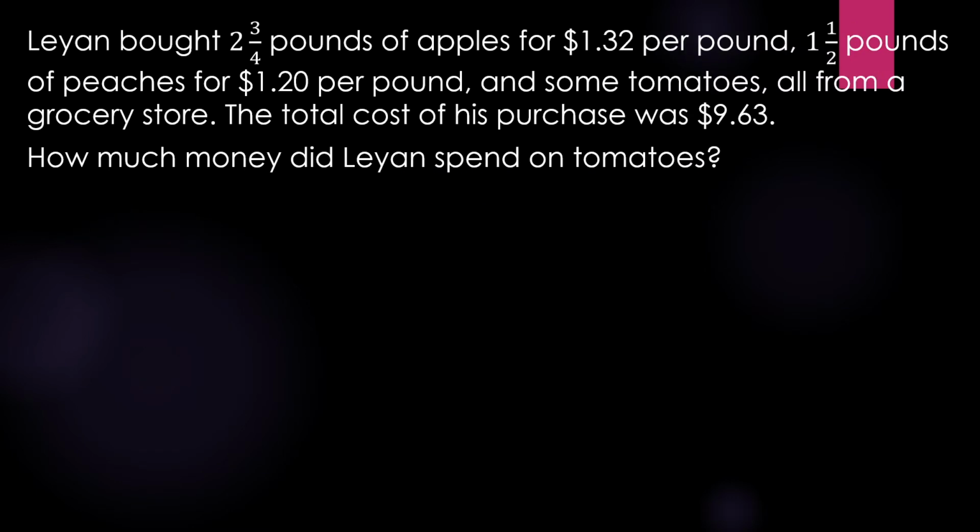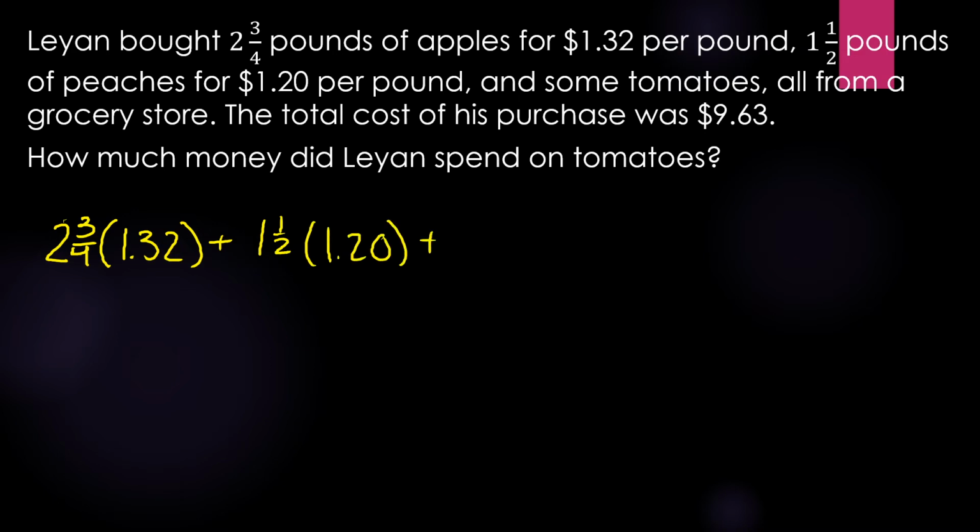All right, our next question is asking us, well, how much did Leanne spend on those tomatoes? Remember, we created that equation for this problem with the tomatoes. We want to know how much did they actually spend. All right, well, what I'm going to do is first start by writing my equation. So this was 2 3/4 times 1.32. We were adding that to 1 1/2 times 1.20. X, which was my tomatoes, and I'm going to set that all equal to how much I paid.